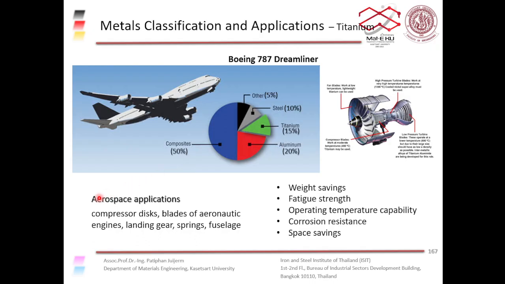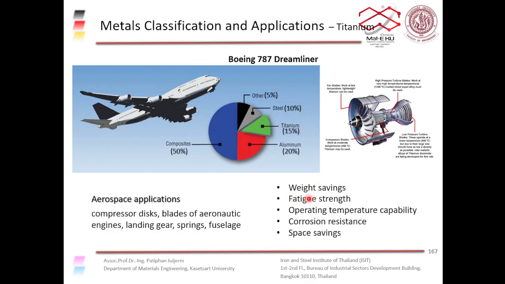So in aerospace applications for titanium, you can have compressor discs, somewhere around here in the jet engine, and fan blades of aeronautical engines. Landing gear can also be made from titanium alloys, as well as springs and structural components in the fuselage. Right, so you are using titanium because you have a lot of weight savings.